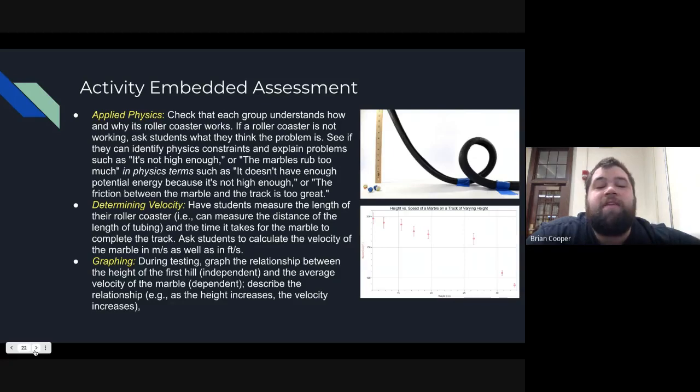During testing, graph the relationship between the height of the first hill, the independent variable, and the average velocity of the marble, the dependent variable. Describe the relationship, for example, as the height increases, the velocity increases.